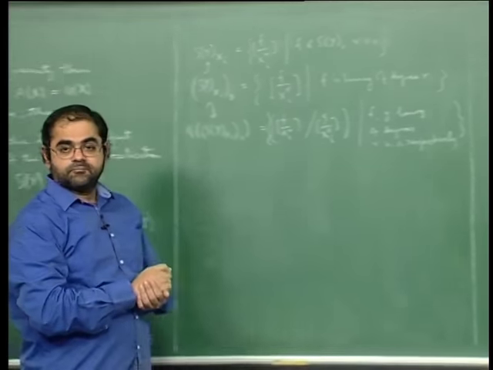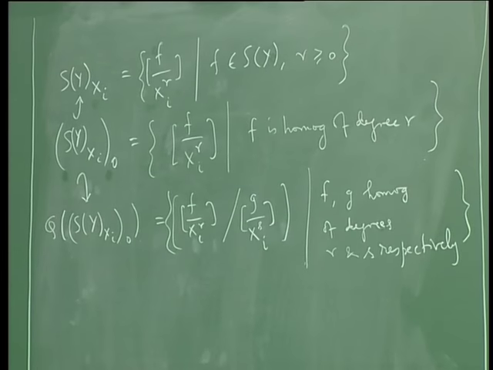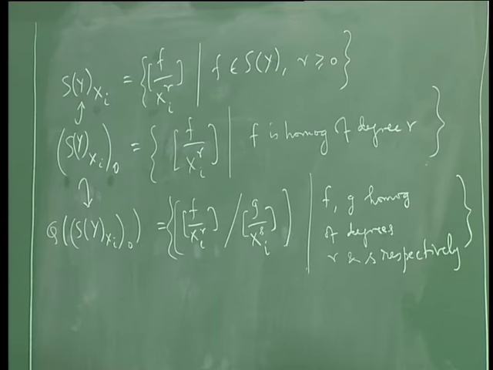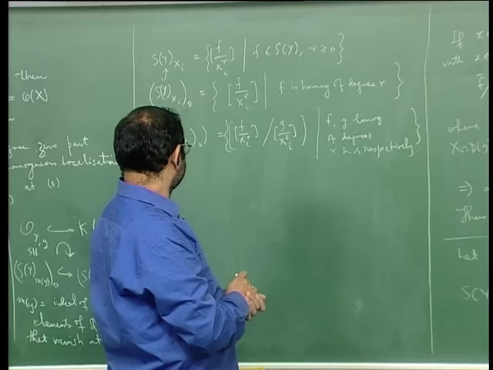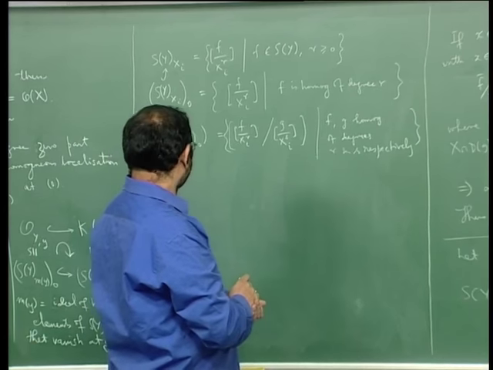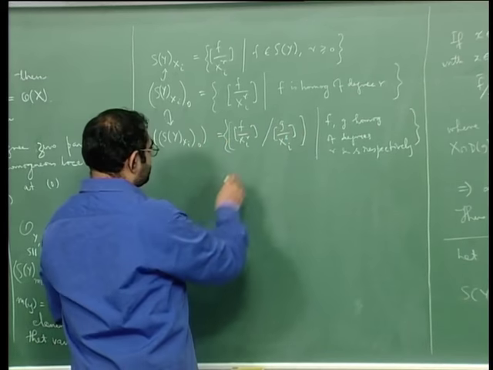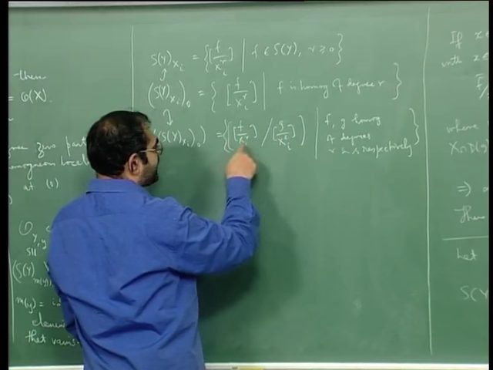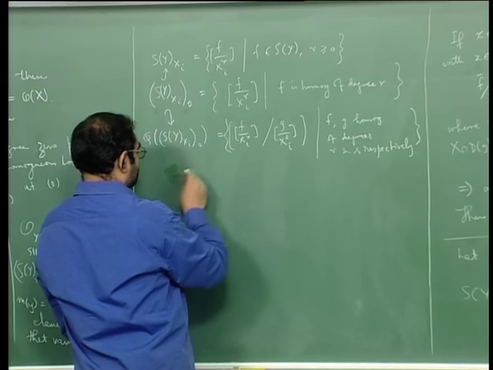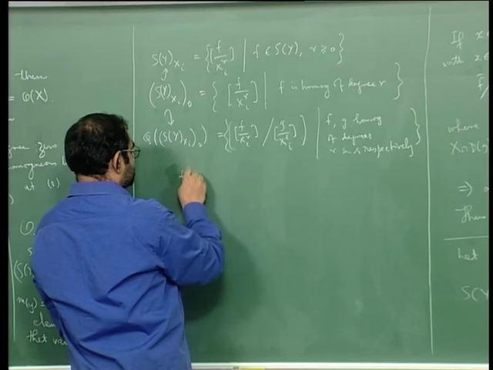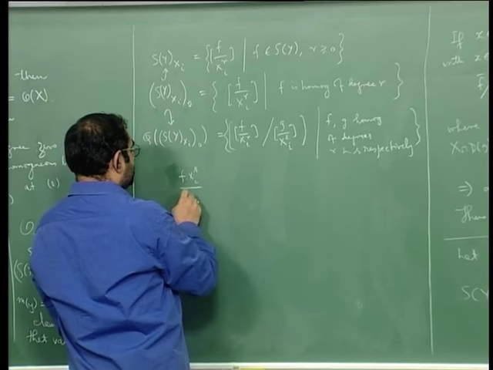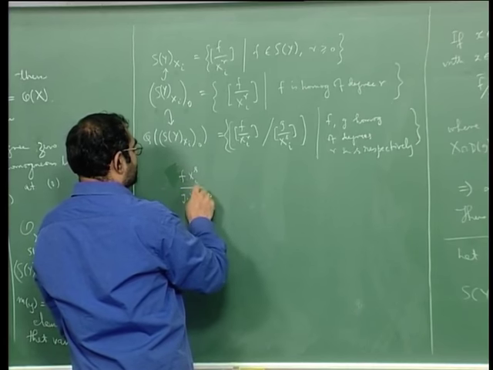This is what it will be, all right, if I take the quotient field of that. And what you can understand is that I can identify an element like this with the element f times x_i to the power s by g times x_i to the power r.